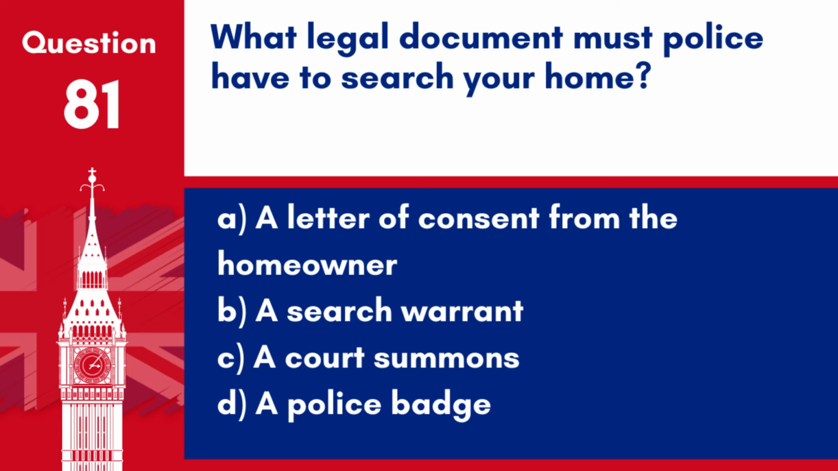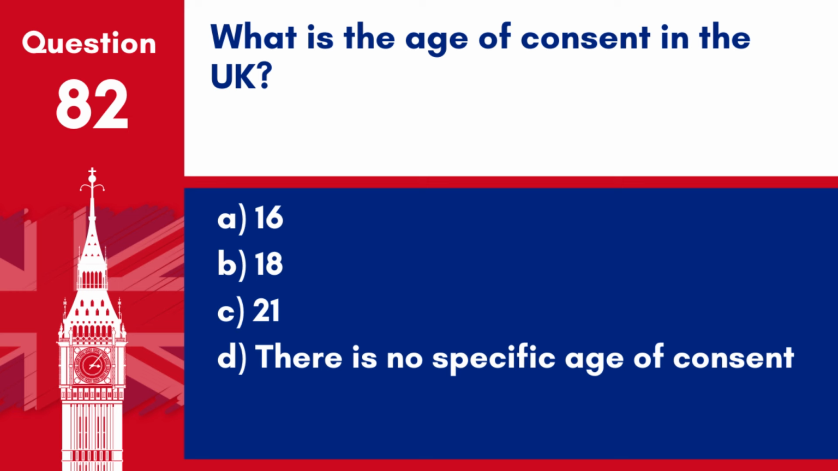Question 81. What legal document must police have to search your home? A. A letter of consent from the homeowner. B. A search warrant. C. A court summons. D. A police badge. Answer B. A search warrant. Police need to have a search warrant, which is a legal document authorizing them to conduct a search of a premises.